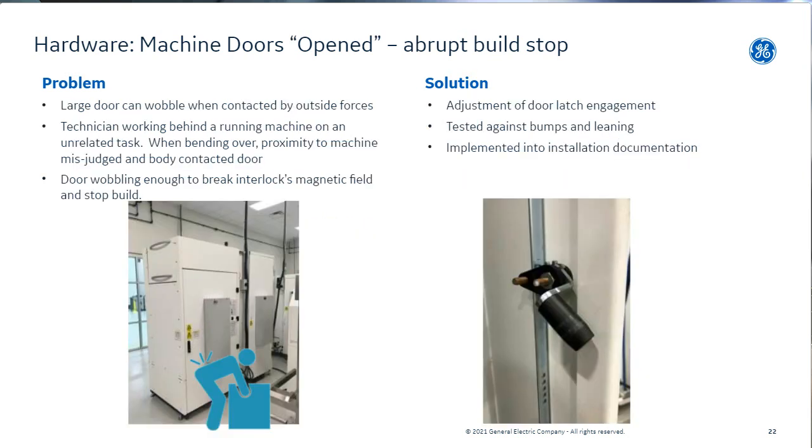This probably happened just because we've moved the machine a few times, but the back door on the back of the machine had a little bit of play in it. You would latch it and it would hold the door closed, but not necessarily securely closed. Enough that when a technician was working behind the machine, he just kind of bent over and bumped the door, and it killed the build instantly.